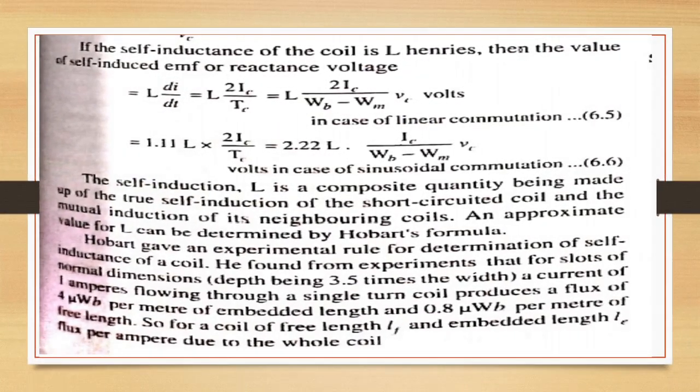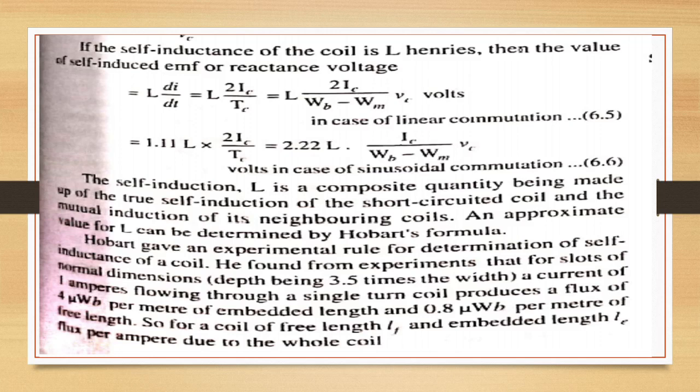So if self-inductance of the coil is L henries, then the value of self-induced EMF or reactance voltage is L di by dt, that is L into 2IC by Tc, that is L into 2IC by (Wb minus Wm) into Vc volts. This is in the case of linear commutation. In case of sinusoidal commutation, it is equal to 1.11 L into 2IC by Tc, that is 2.22 L into IC by Wb minus Wm.